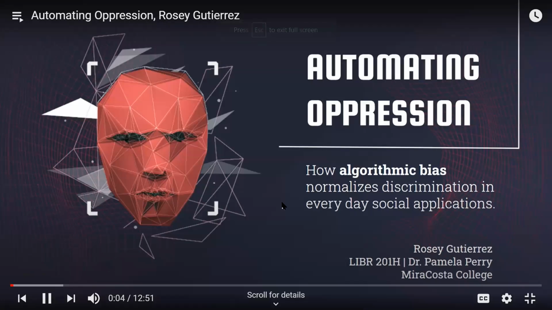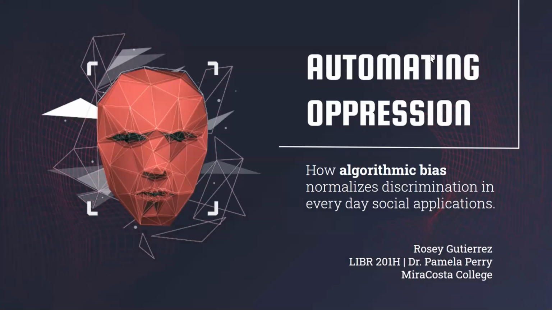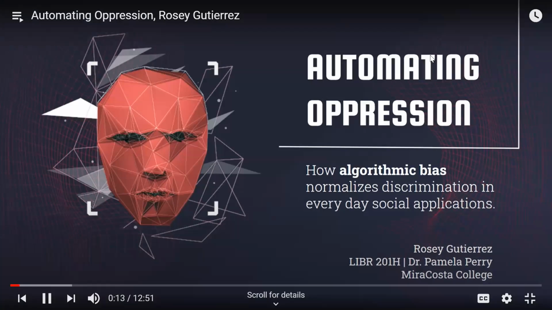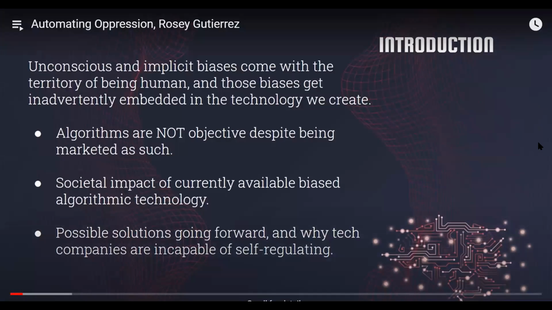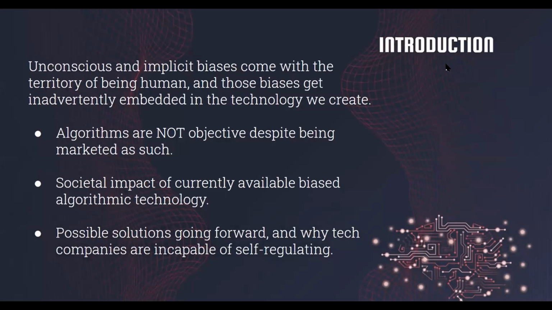Hello everyone, my name is Rosie Gutierrez, and today I will be talking about algorithmic bias and the different types of impact it has on society and the underprivileged. Unconscious and implicit biases come with the territory of being human, and those biases get inadvertently embedded in the technology that we create.